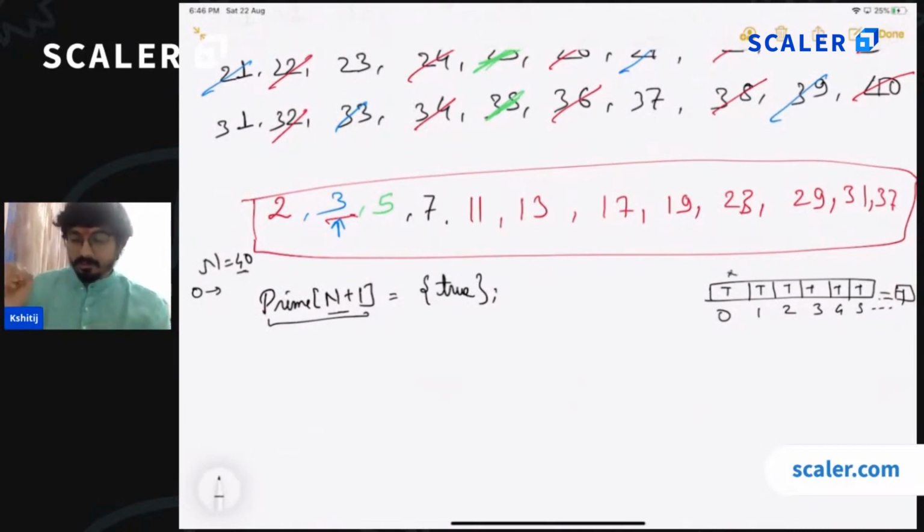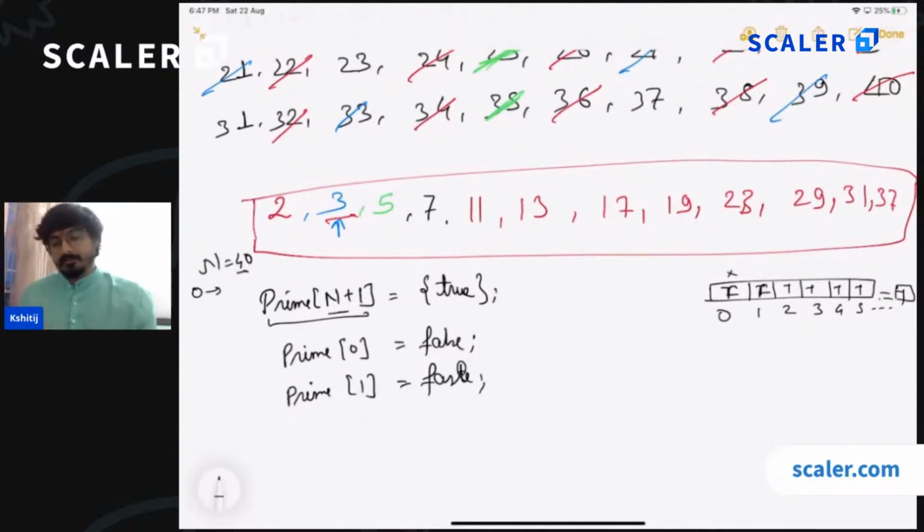So we know that 0 is not a prime, so we can say that prime of 0 is false. So this will be turned false. And we also know that prime of 1 is also not a prime, right? So 1 will also be converted to false. Now starting from 2 to n, we have to check each and every number whether they are prime or not.